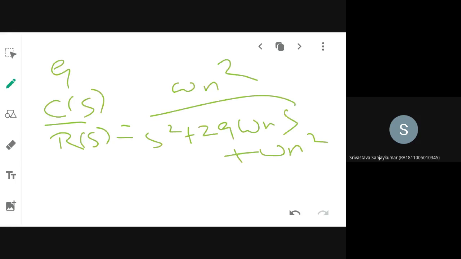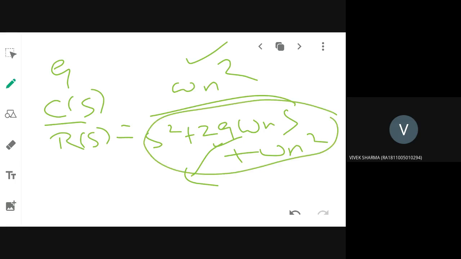So what is omega n and what is zeta? Omega n is the undamped natural frequency. Zeta is your damping ratio. And this whole equation will be called your characteristic equation, which will lead to 2 poles.